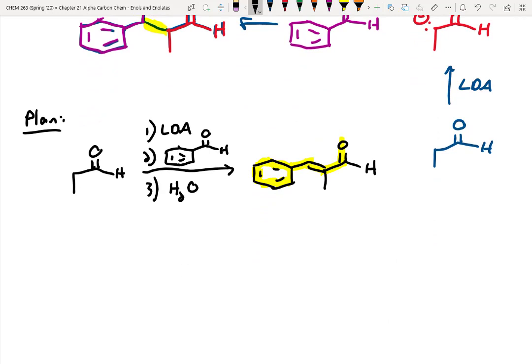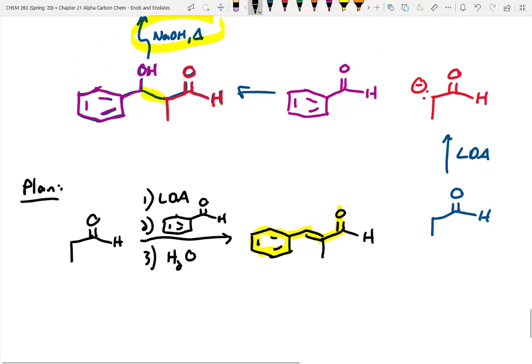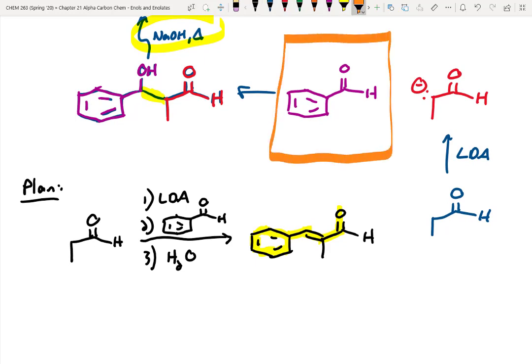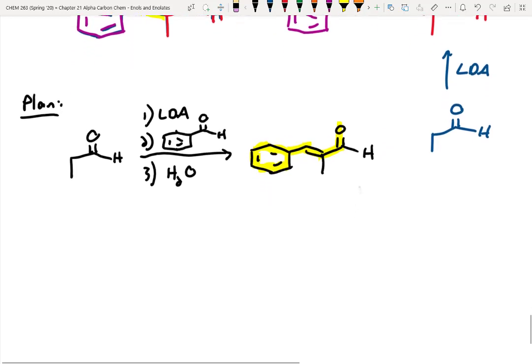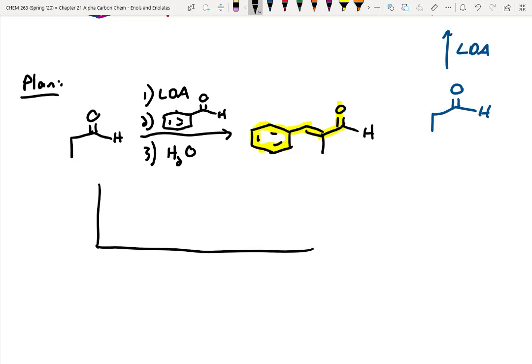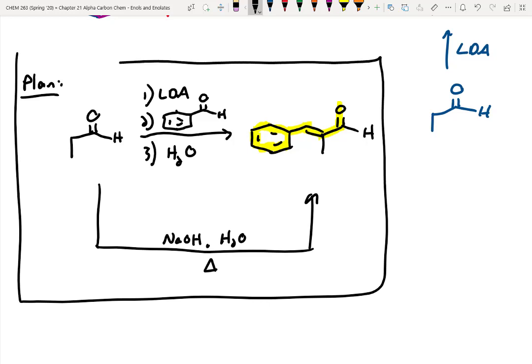All right, I did want to show you that in this case, it's actually not even necessary to use LDA. Because if we think about our two starting materials, I'm going to box them really quick. We've got this starting material and this one right here. Only one of them has alpha protons. So this would be a good situation where you wouldn't necessarily have to do this. Another alternative route, if you wanted to get there, would just be to use NaOH, water, and heat, because only one of those reagents had alpha protons.